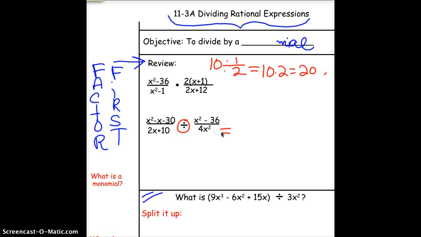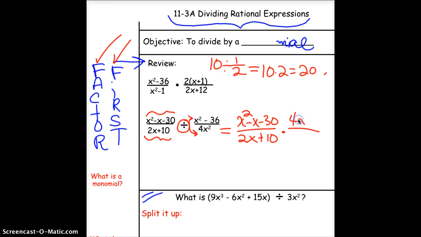So our first step in the process is going to be to leave this first part unmessed with. Again, do not start canceling. Factor first, all right? Times, and I'm going to do the reciprocal of the second part, putting a 4x squared on top and x squared minus 36 on the bottom. Then I'm going to factor everything that can factor. Well, this is the only part that can't factor.